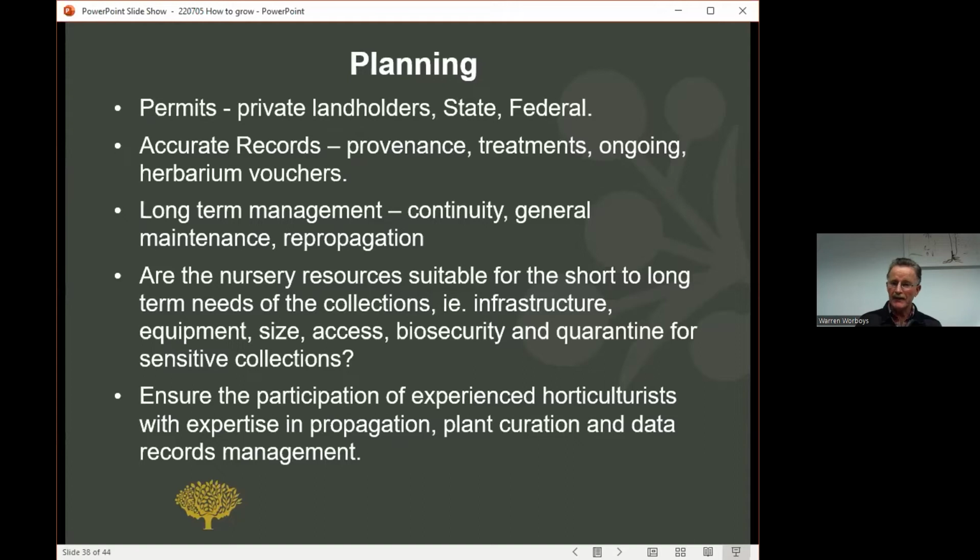Long-term management, think about what you're going to do with the plant material once you get it back in and growing successfully. Have you got long-term goals planned to actually utilise the material effectively? The nursery resources in the short term, do you have the infrastructure and the equipment, the skills, biosecurity, quarantine, if you've got sensitive plant material, to actually grow them successfully in a nursery and ensure that you can preserve them. Ensure the participation of experienced horticulturalists to help validate all the work that you've been doing.